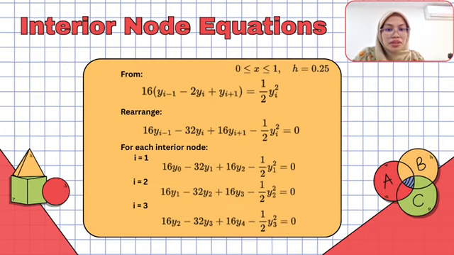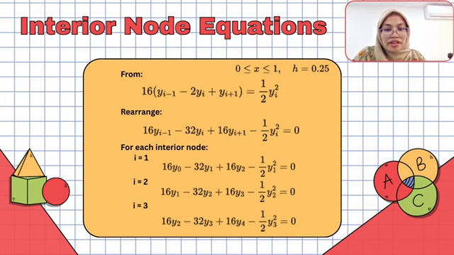Alright, so after substituting the central difference formula into the differential equation, we obtain the general discrete form shown at the top. Next we apply this equation to the interior nodes, which are i equals 1, i equals 2, and i equals 3. For example, when i equals 1, we obtain 16y0 minus 32y1 plus 16y2 minus 1 over 2y1 squared equals 0. The same process is then repeated for i equals 2 and i equals 3, giving the other two equations shown on the slide.